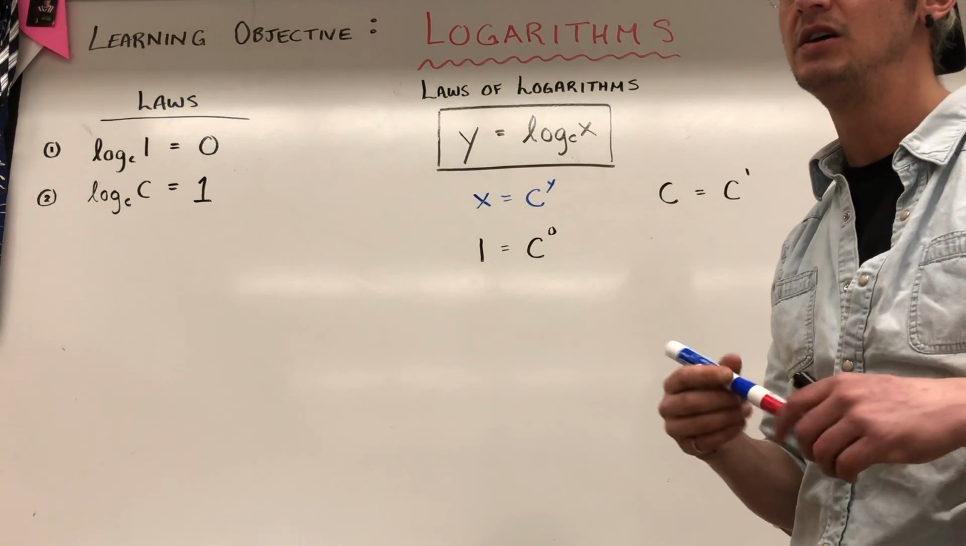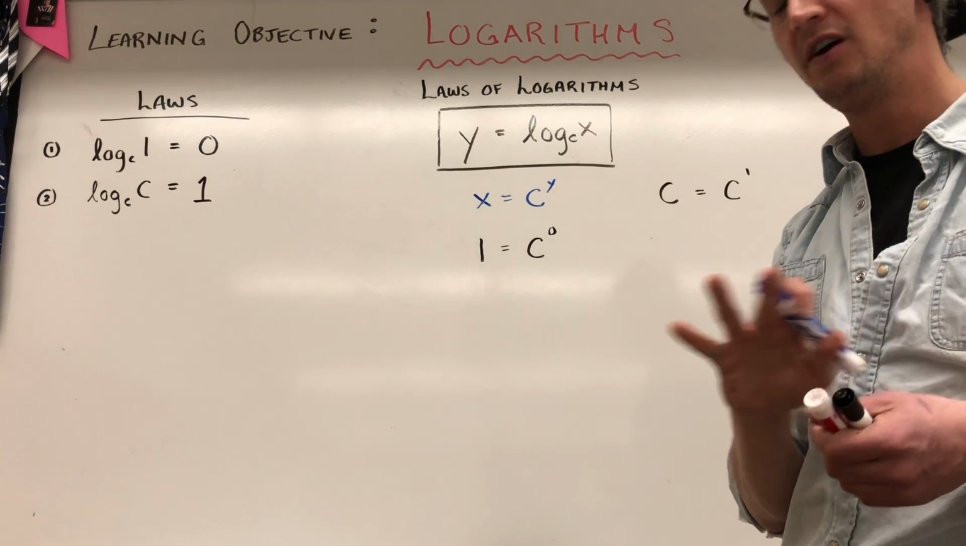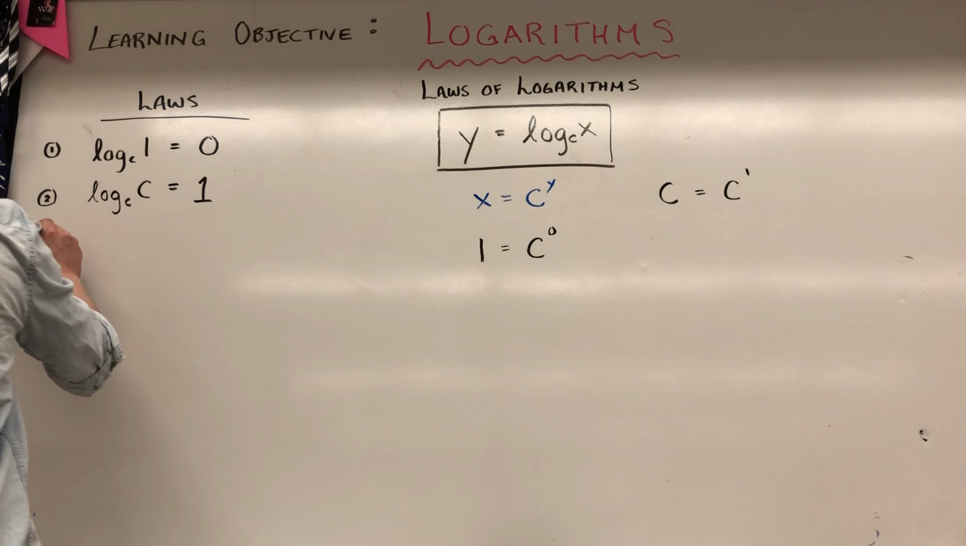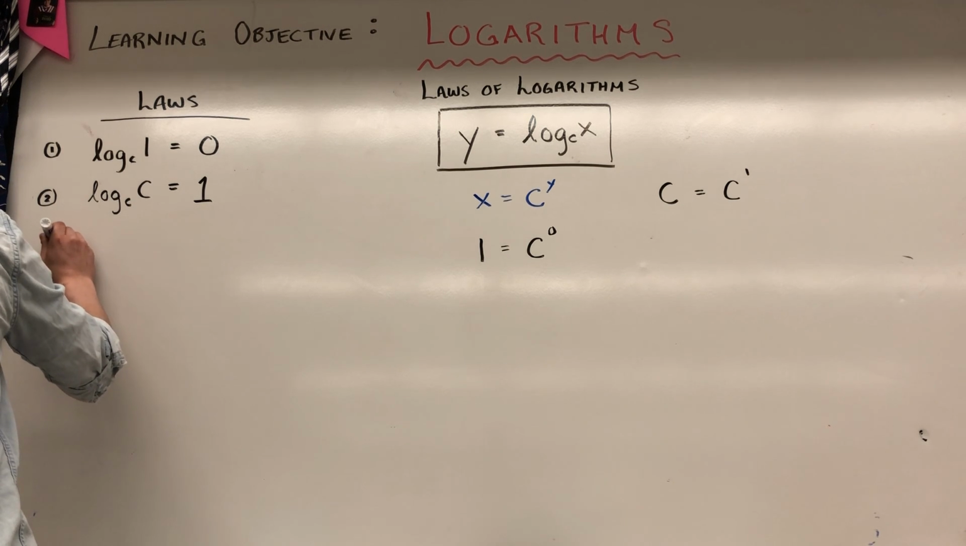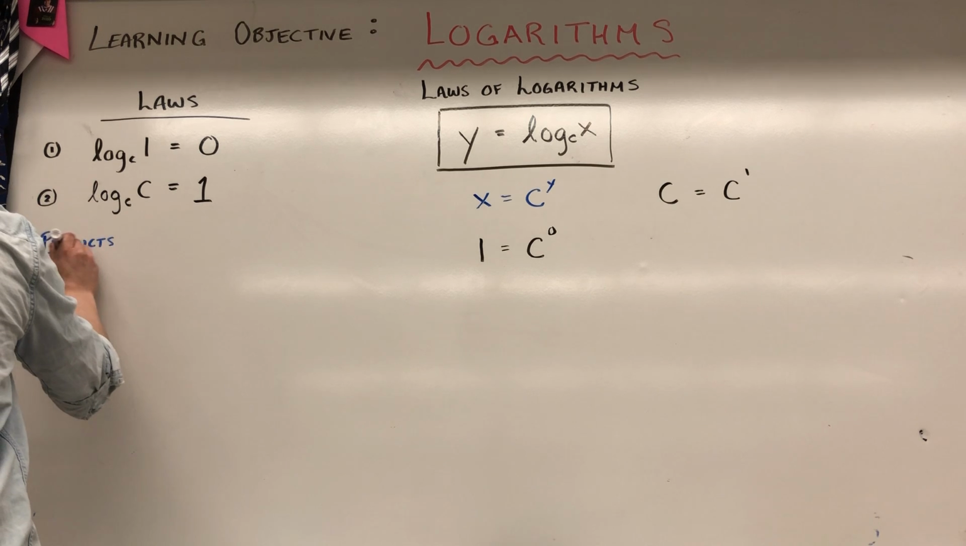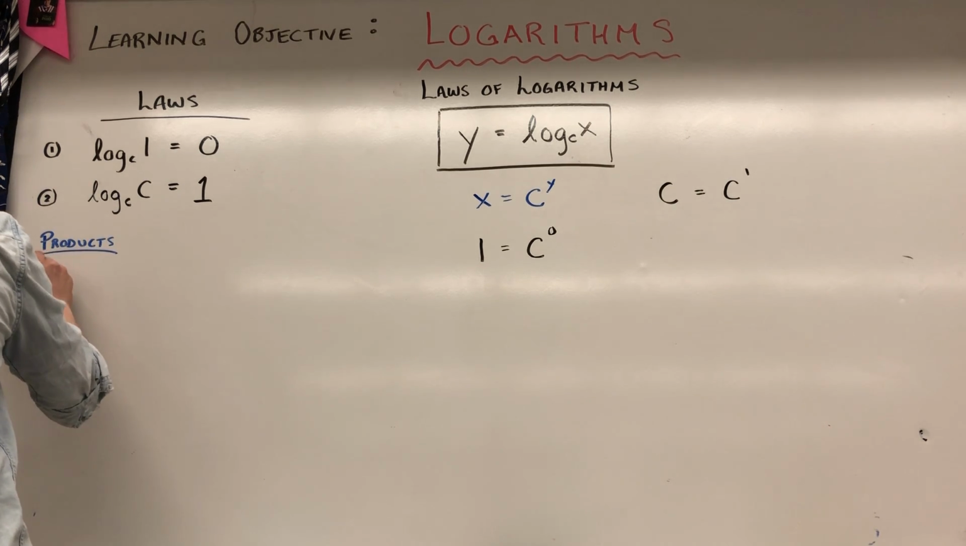Okay, there's 3. I'm going to do the 3 main laws. There's an extra one, but that's on the website anyway. So the first important law is the law of products. Okay? I'm going to call this number 3.